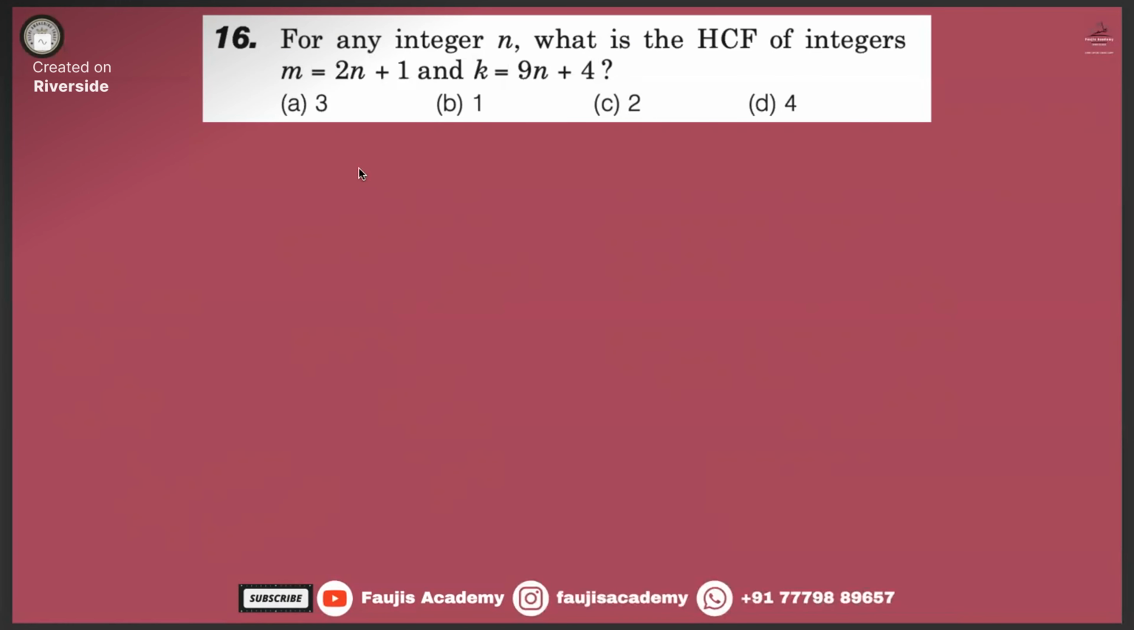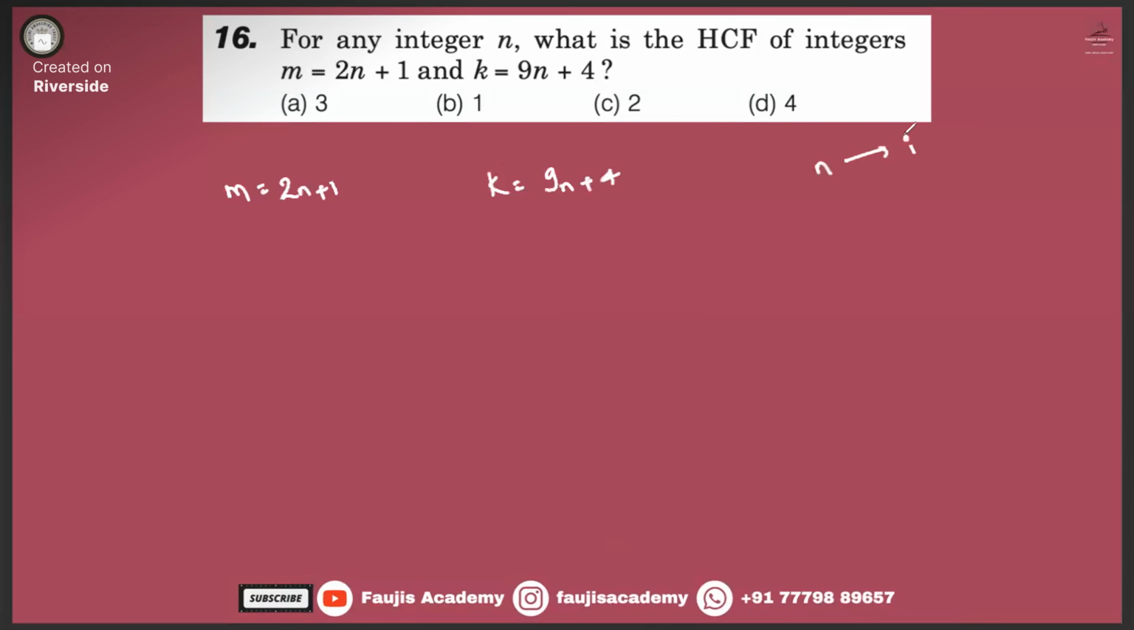It's nothing. Don't get frightened by all this. For any integer, what is the HCF? m is equal to 2n plus 1 and k is equal to 9n plus 4. They just give you like this. They just complicate it so that it frightens you, so that you run away. Don't run away. m is equal to 2n plus 1, k is equal to 9n plus 4.